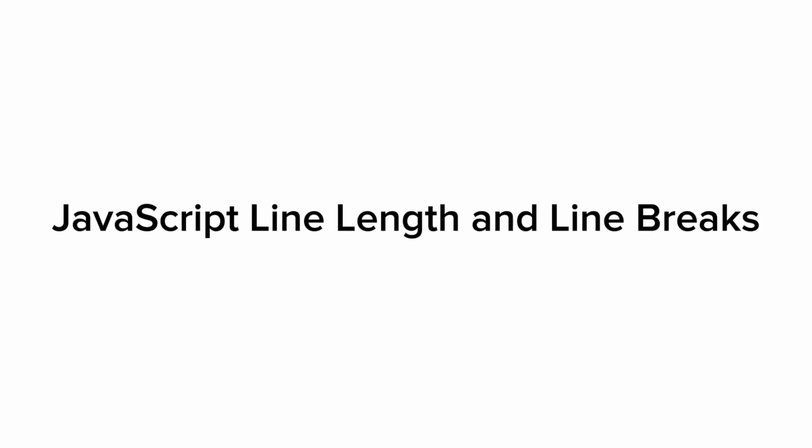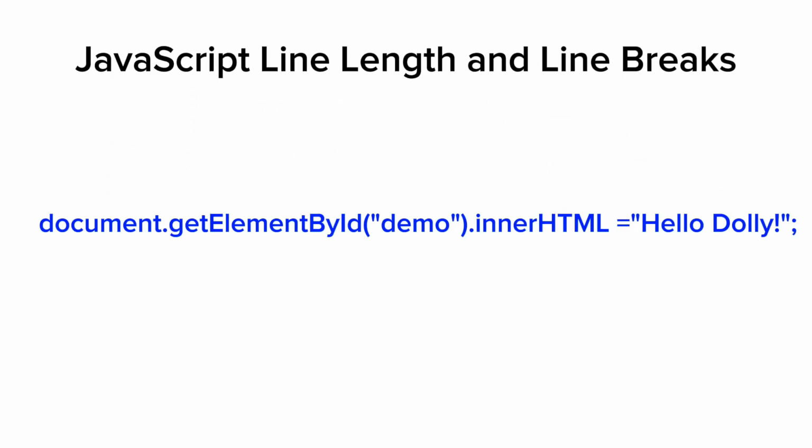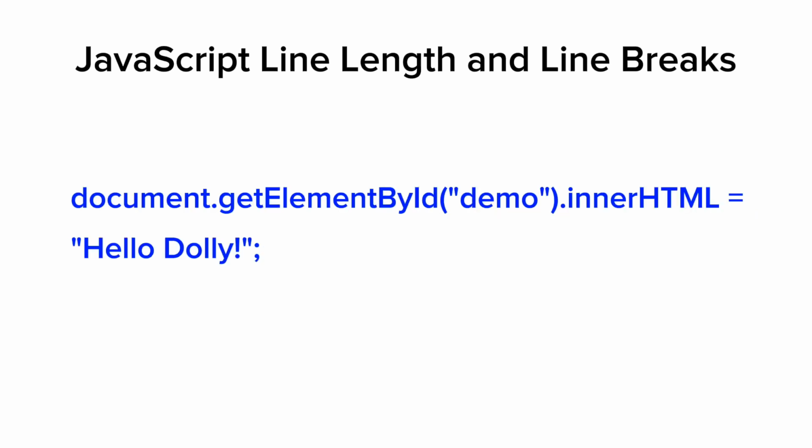JavaScript line length and line breaks. For best readability, programmers often like to avoid code lines longer than 80 characters. If a JavaScript statement does not fit on one line, we can break it into another line as well. The best place to break it is after an operator.